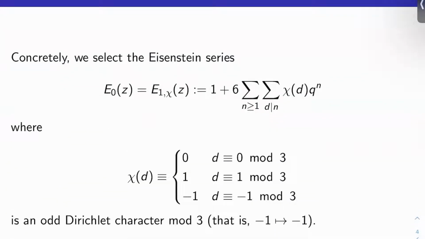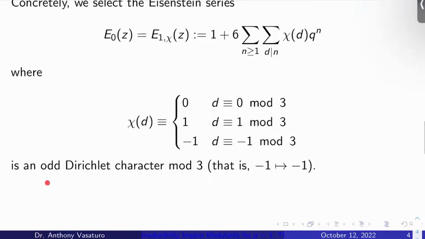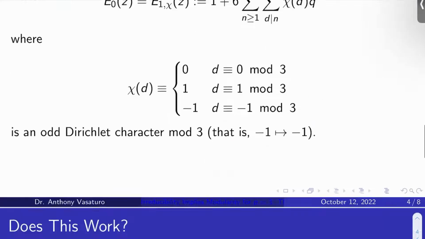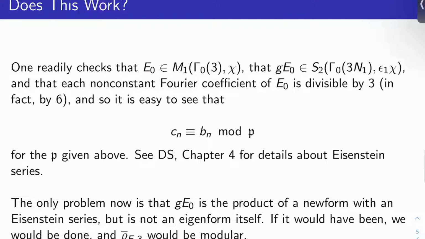We'll take the Eisenstein series E naught of z equals E1 chi of z, which is 1 plus 6 times the double sum over the natural numbers n and the divisors d of n of chi of d q to the n. And what is this chi of d? It's an odd Dirichlet character mod 3, odd meaning -1 maps to -1. And it's given explicitly by chi of d equals 0 if d is 0 mod 3, 1 if d is 1 mod 3, and -1 if d is -1 mod 3. Very easy to remember.